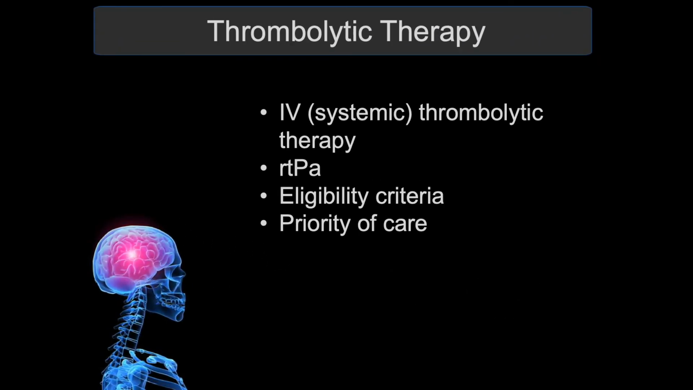We did discuss thrombolytic therapy in the TIA and stroke episode, but a quick review will show us that thrombolytic therapy is done IV, that is systemic, and therefore causes systemic problems. The only approved agent is RTPA. Recall that there are tools to determine eligibility criteria. These include but are not limited to things such as time last seen normal and the NIHSS. Remember, your priority of care continues to be ABCs.